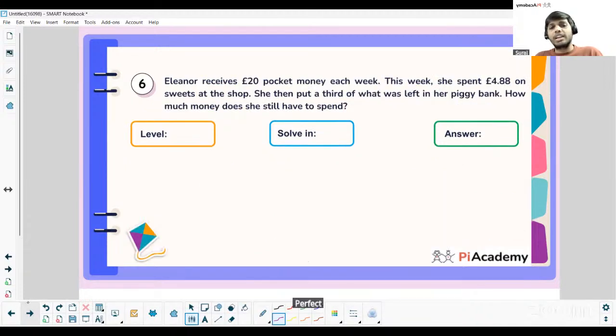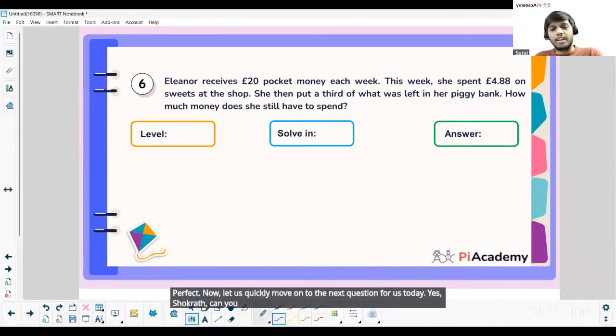Perfect. Now let us quickly move on to the next question for us today. Yes, Shukrut, can you quickly read out this question for us?